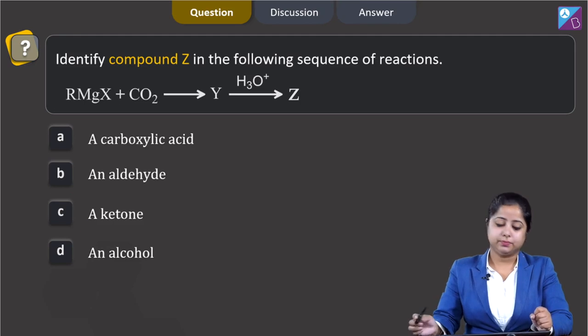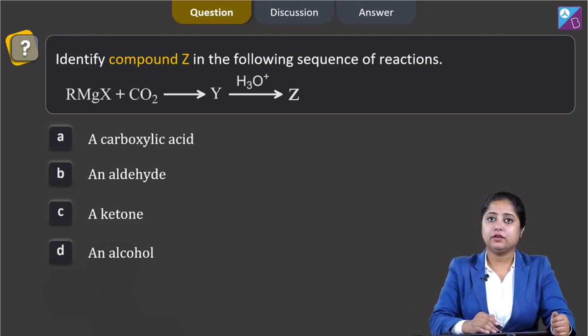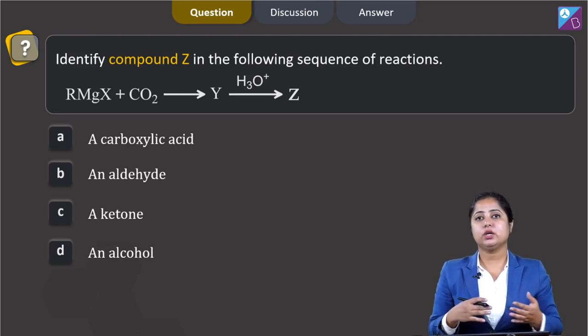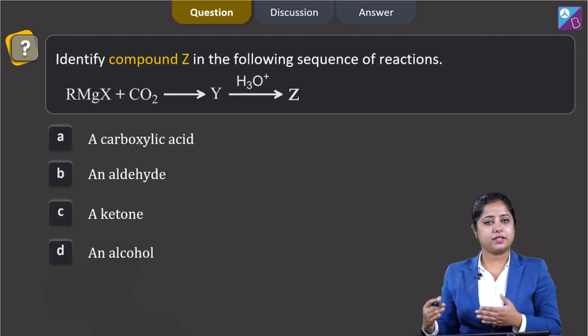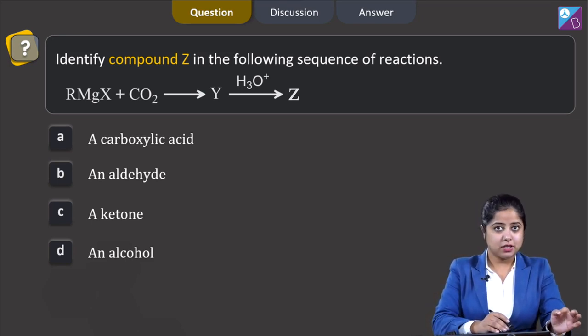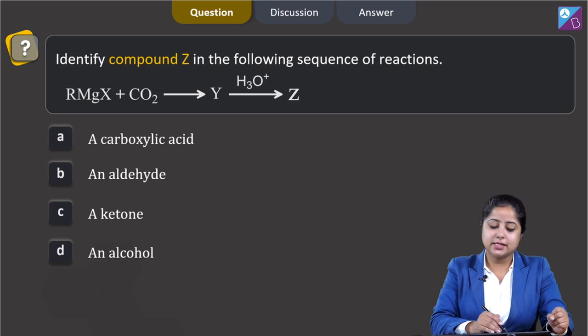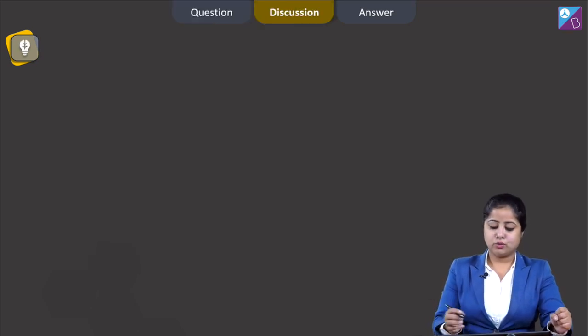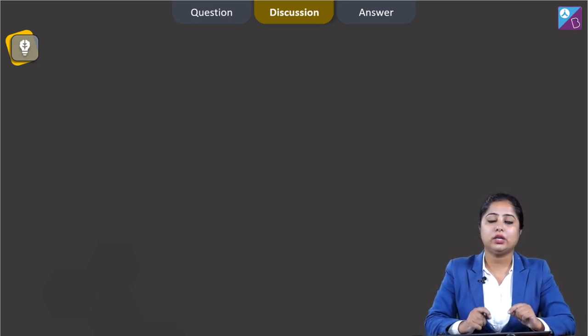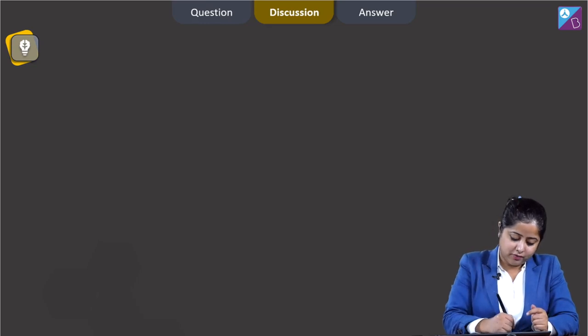Moving to next question. Identify compound Z in the following sequence of reactions. Students, in this question we are given a sequence of reactions and we have to find out the final product. So let's consider the reaction. RMgX plus CO2 gives Y, which on acidic hydrolysis gives Z. The options are a carboxylic acid, an aldehyde, a ketone or an alcohol. So student, first of all let's write the reaction and then we will be able to find out what is Z.